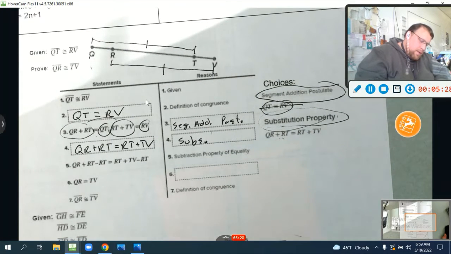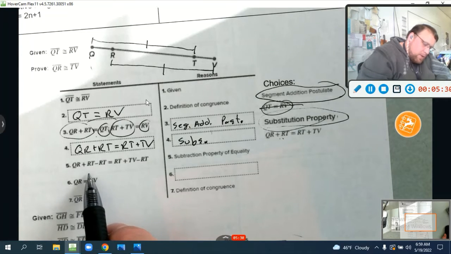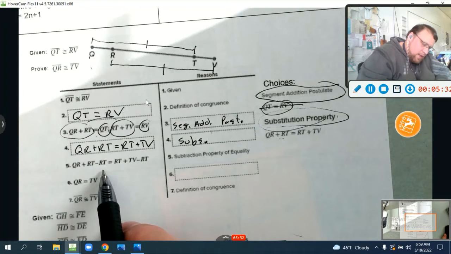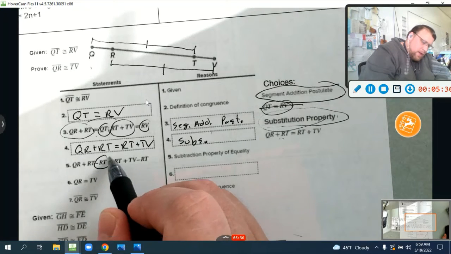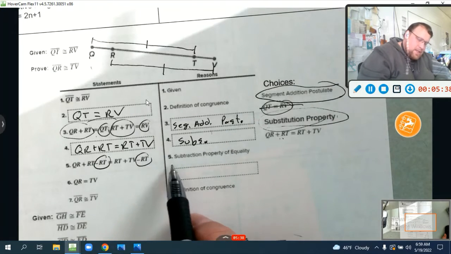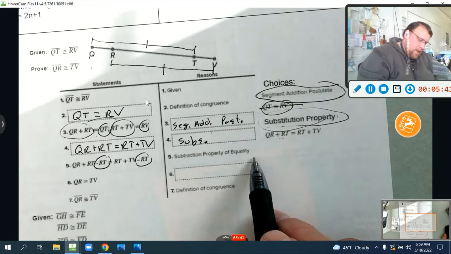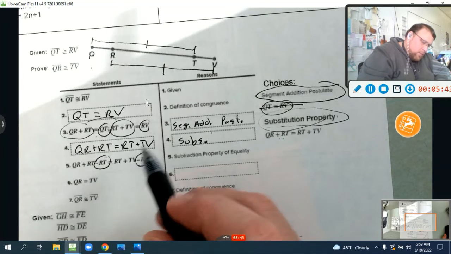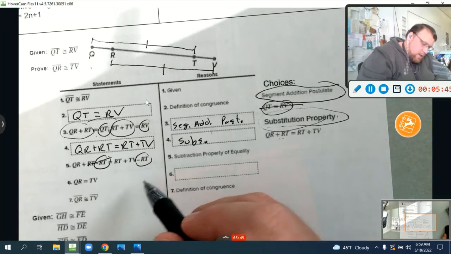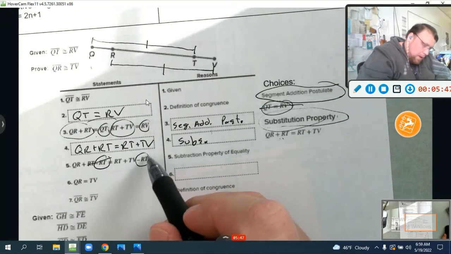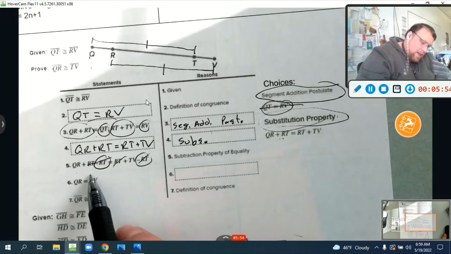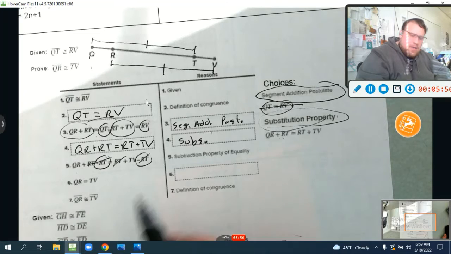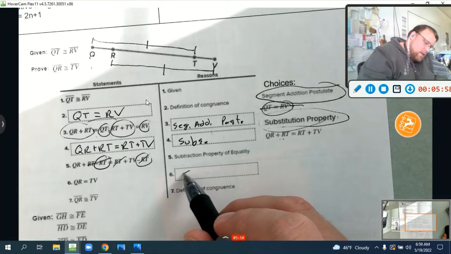Substitution. Now, we have QR plus RT minus RT equals RT plus TV minus RT. Notice we're subtracting RT from both sides. That is the subtraction property of equality. And so once we subtract that RT from both sides, boom, that's gone. What are we left with? We're left with QR equals TV. Again, whenever you do that subtraction, that's called substitution.